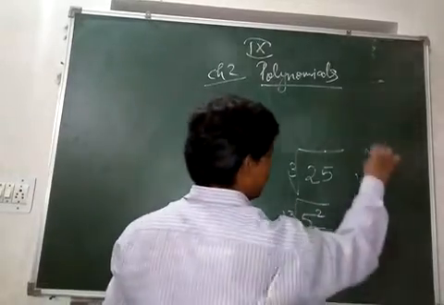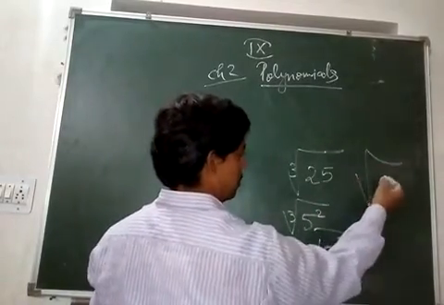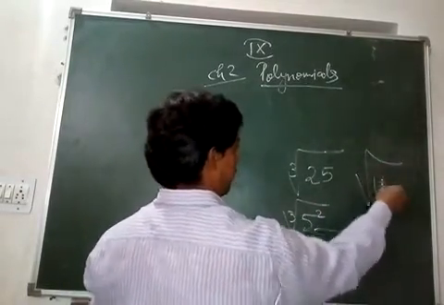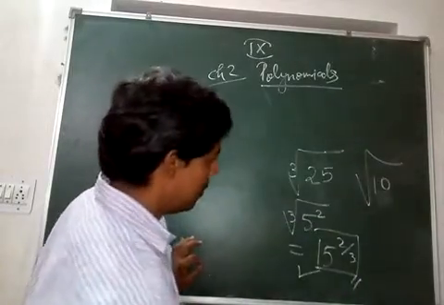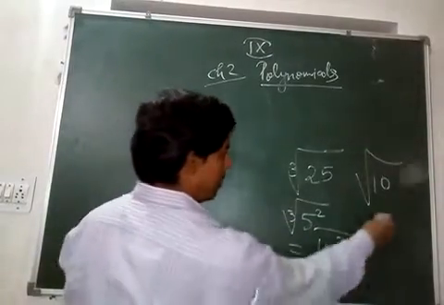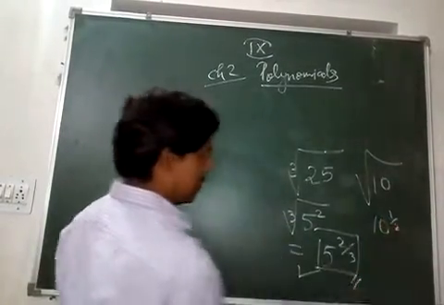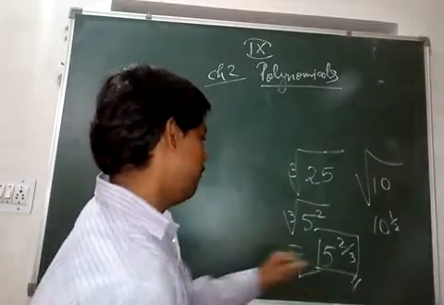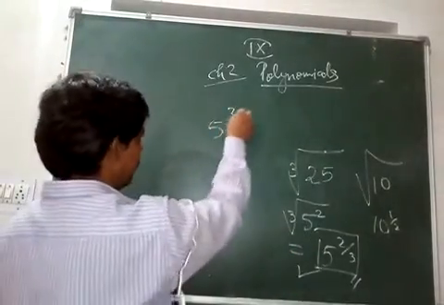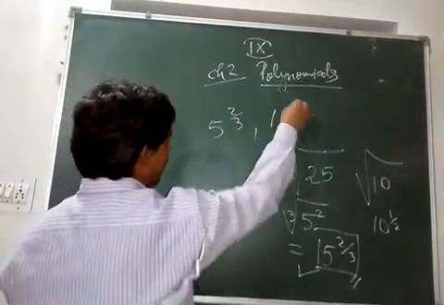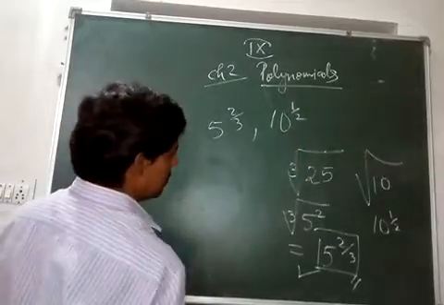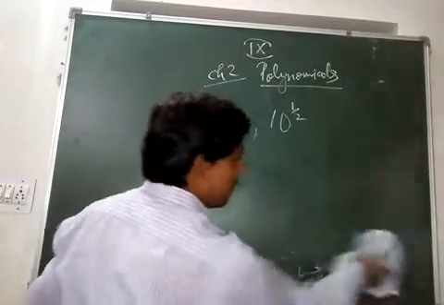For example, I gave you whether this is greater or square root of say 10. Now square root of 10 is what? 10 to the power half. Okay, this is 10 to the power half, and this is 5 to the power 2 by 3. So 5 to the power 2 by 3 and 10 to the power half. So somebody asks you which one is greater. Now you cannot directly compare.